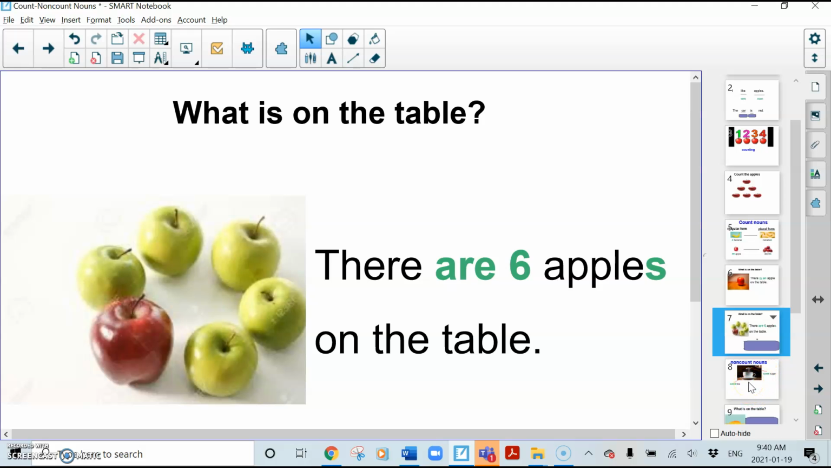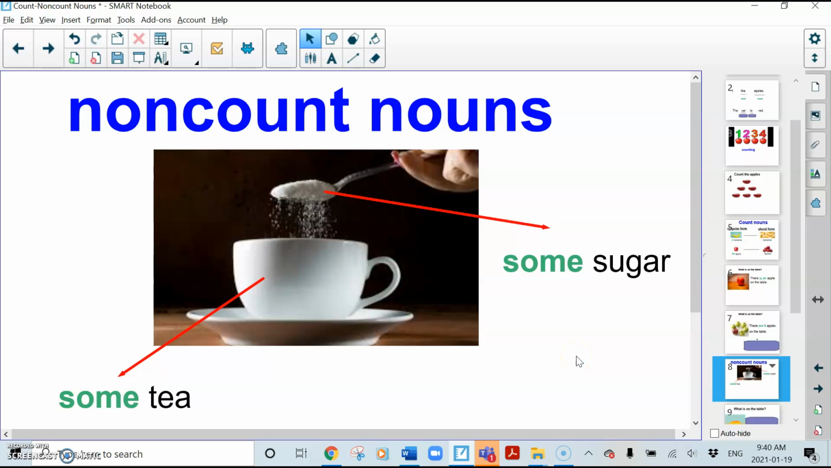Now, some nouns you can't count. For example, sugar. This is sugar. I can't say 1 sugar, 2 sugars, 3 sugars. No. I can't count sugar. I say some sugar. Tea. I can't count tea. I can't say one tea, two teas, three teas. No, I say some tea.